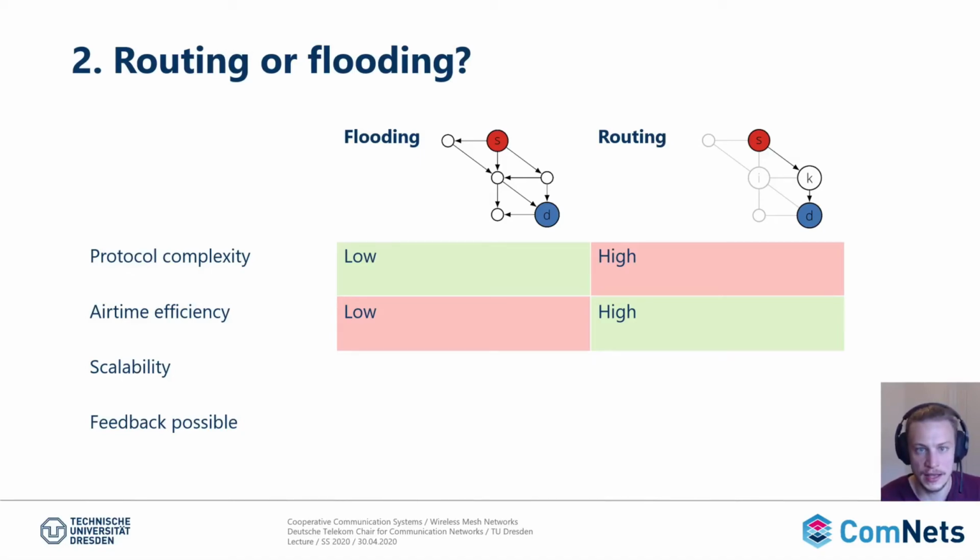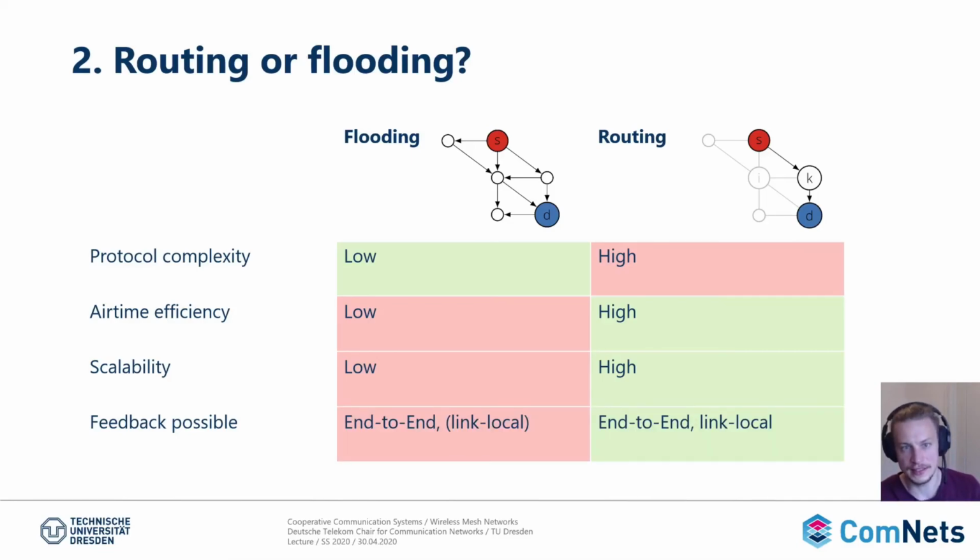Airtime efficiency: we have a shared medium. That means that if a node sends, it can bother other nodes. They can't send at the same time without jamming the other ones, so we need to be efficient in airtime. This is much higher for routing because fewer nodes are involved. This also means that you can scale routing better normally, because you're just more efficient.